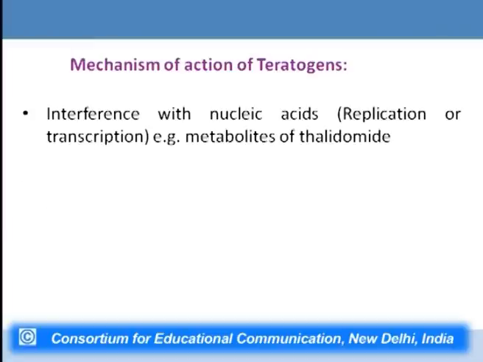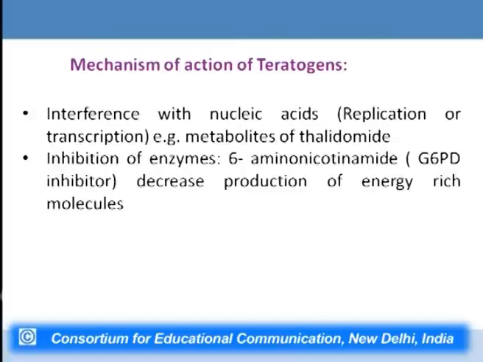Now, these teratogens either interfere with the nucleic acid, that is during replication or transcription, or they inhibit certain enzymes which leads to stopping of a specific pathway of development, or they might lead to decrease in the energy supply for the embryo to grow and develop. So these are some of the mechanisms by which these teratogens act on the embryo and produce malformation in the organs.